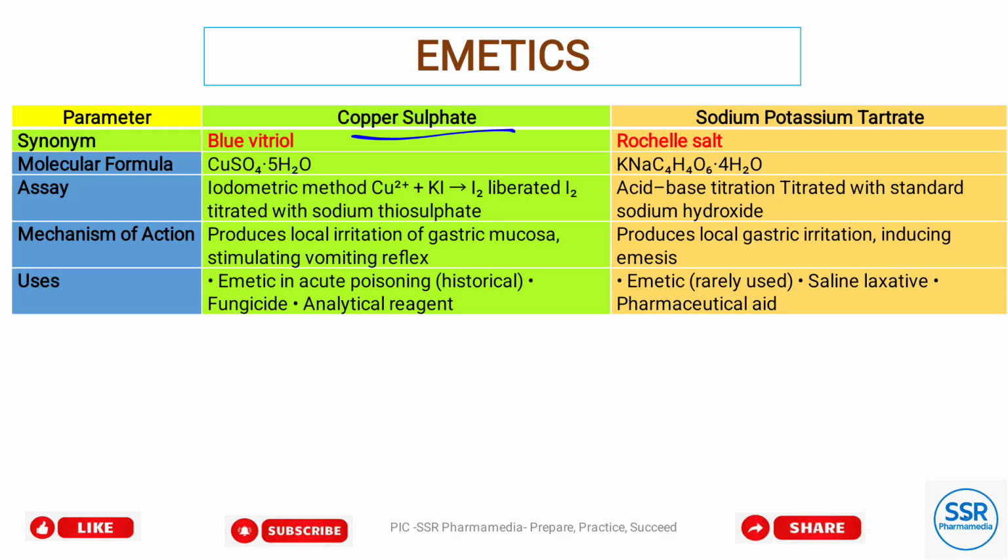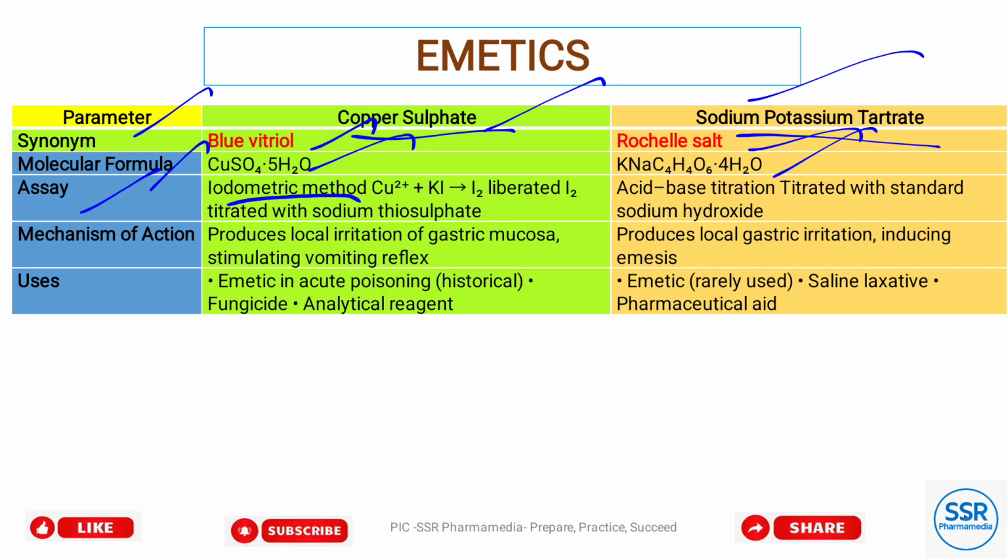We will discuss the compounds copper sulfate and sodium potassium tartrate. The synonym of copper sulfate is blue vitriol. Sodium potassium tartrate is Rochelle salt. The molecular formula of copper sulfate is CuSO4.5H2O, and that of sodium potassium tartrate is KNaC4H4O6.4H2O. Copper sulfate is assayed by the iodometric method.